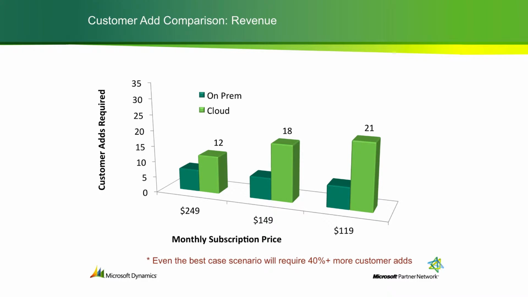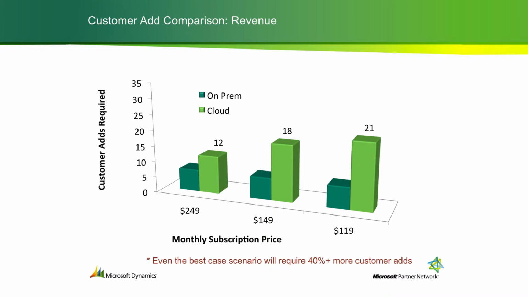If you're, however, not able to get $249 per user per month as a subscription price and only able to get $149 as an example, to get the same revenue as you did from those 7 new customer adds in a traditional model, you have to now get 18. So that's more than double.